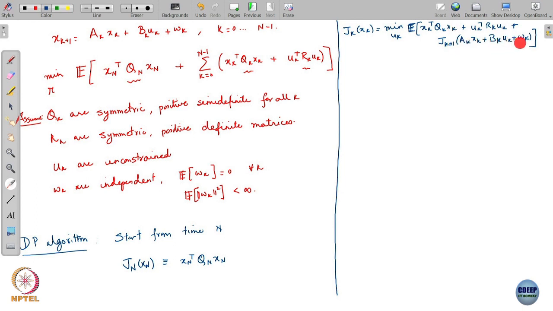So, when this j k is quadratic, you can imagine that the only cross terms between x k and u k would be coming from this, and those also would basically involve a term where the degree of u k is 1 and the degree of x k is 1. Putting that together, you would get u k star as a function of x k, and it would be a linear function therefore, alright.